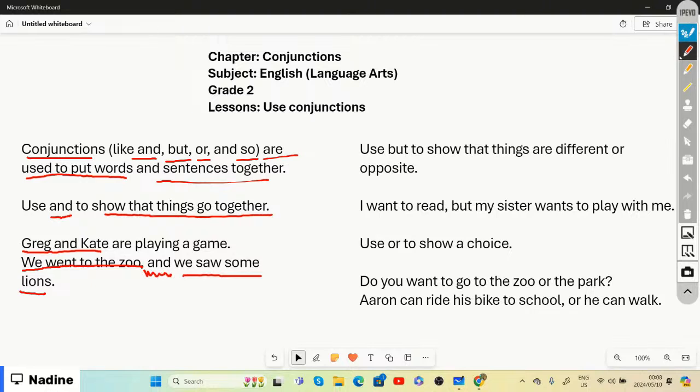All right. Then we can also use but. Remember, we said our conjunctions are words like and, but, or, so. So we use but, and that is to show that things are different or to even show that it is opposite.